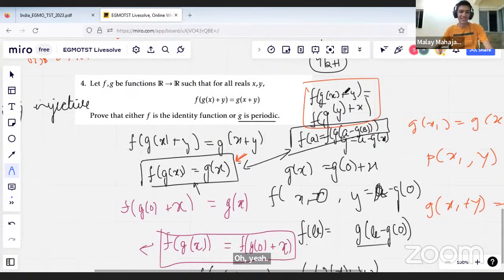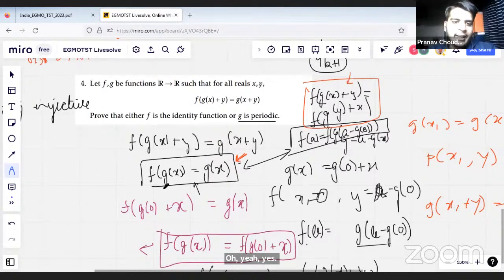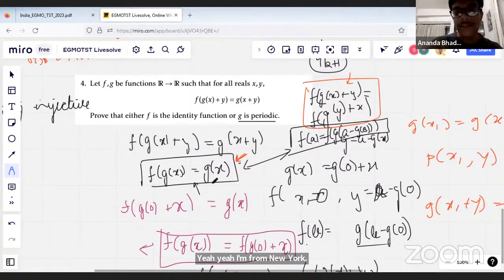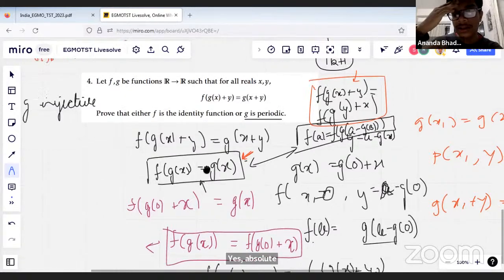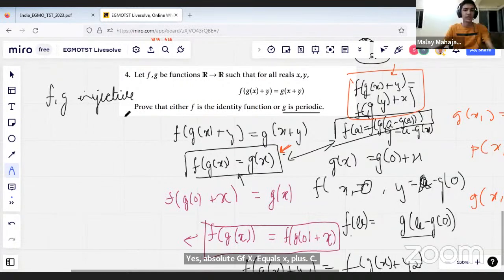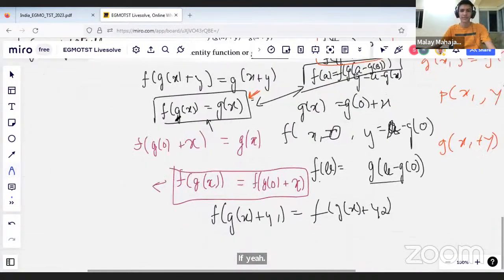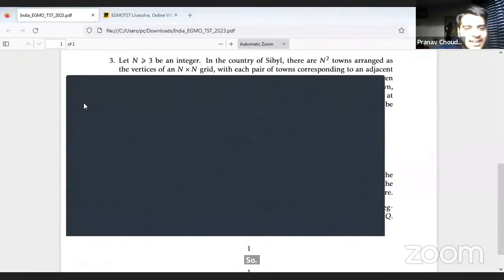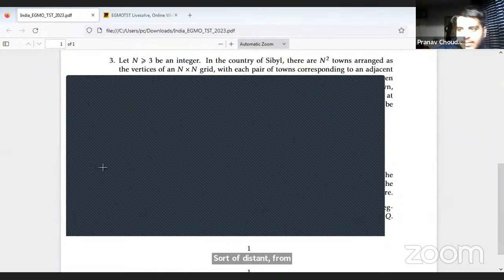Wait, this is G is linear. G is injective and linear. Then from here, substitute G of X equals X plus C, and then you get F is linear. Yeah, okay. I see. This is a decent problem. Sequences.